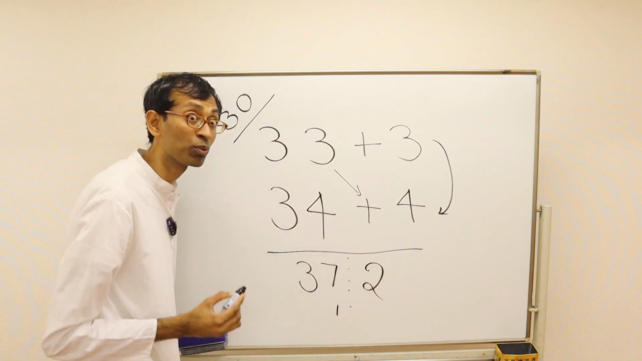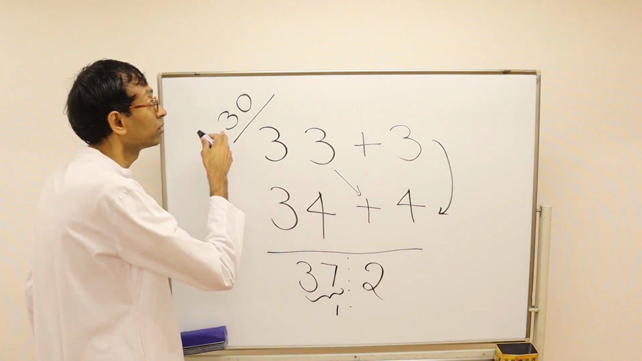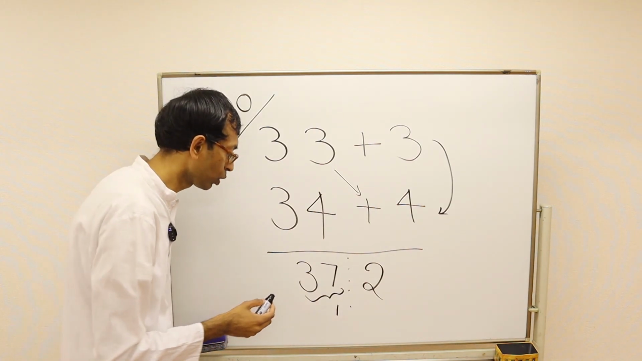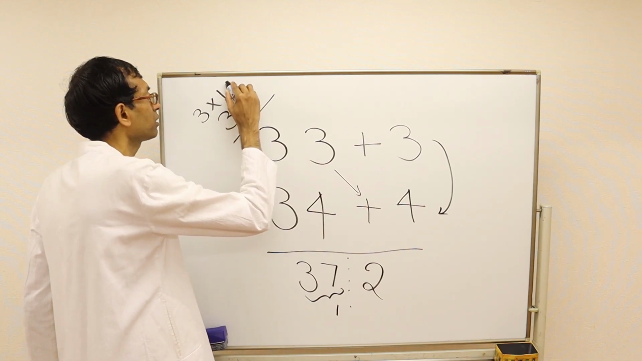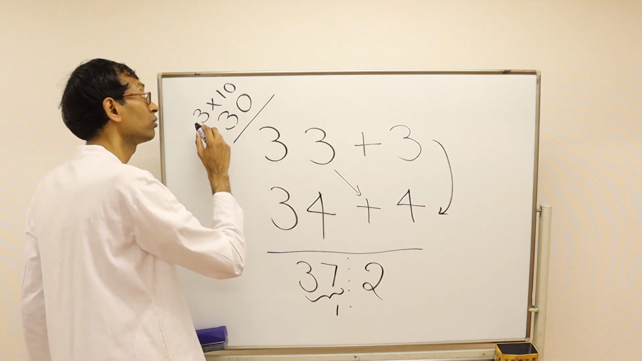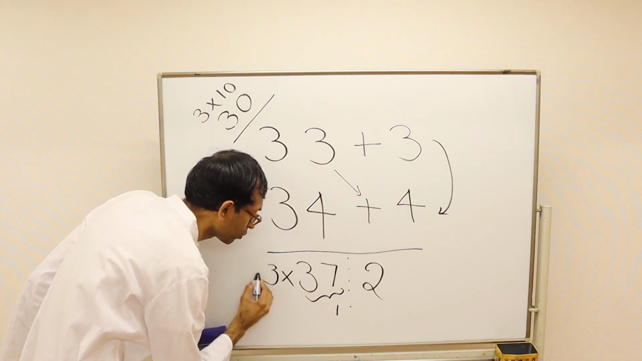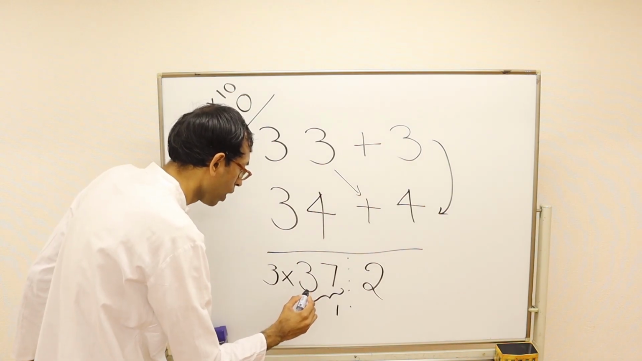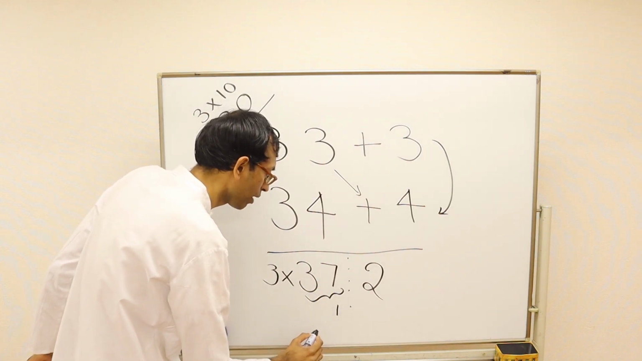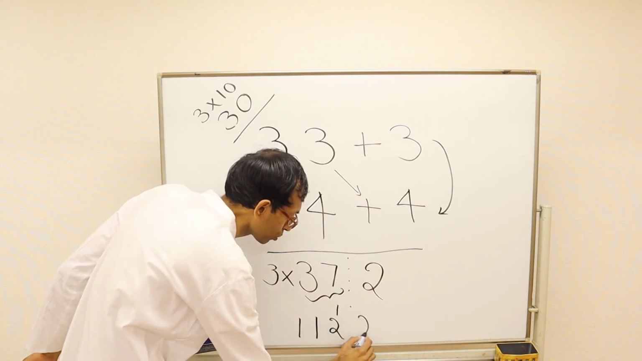Okay, and now what do we have to do? First, there are 37 30s in the answer. So you have to multiply with a 3 because 30 means 3 times 10. So this part you multiply by 3. So this will be 1, 1, 1 and then you have to add a 1. So it will be 1, 1, 2, 2.